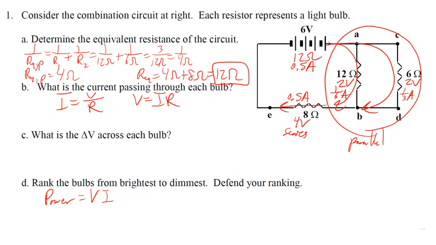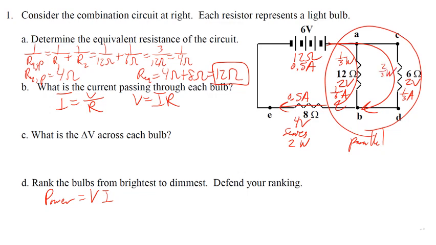Now, what we want to note is that we want to find the power across each one of them. Power is going to be in watts, by the way. So let's use current times voltage. For the 8 ohm resistor, that's going to be 2 watts of power. Then the 12 ohm resistor is 1/3 watts. And then the 6 ohm resistor is going to be 2/3 watts.